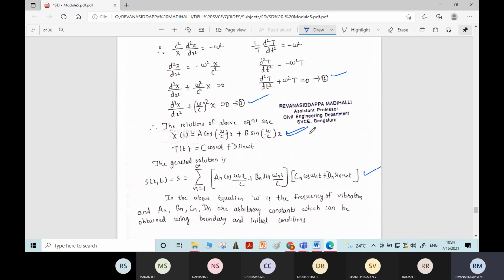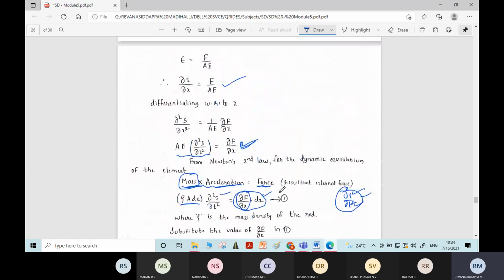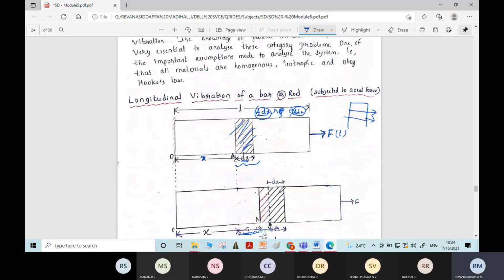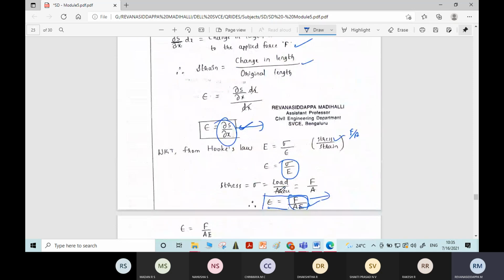After obtaining these expressions, equation 3 and 4, directly write the solution. Okay, so this is about the longitudinal vibration of the bar. Okay, we have to remember the three major steps here.